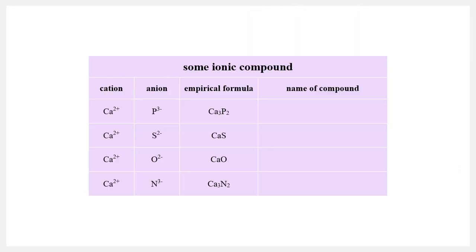Okay. So here we will finish up the table. This becomes calcium phosphide. This becomes calcium sulfide. This becomes calcium oxide, and this becomes calcium nitride. And that's how you name binary ionic compounds.